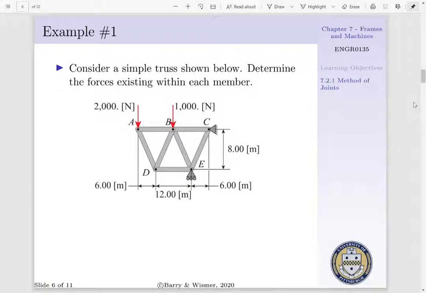In example 1, we are considering a simple truss as shown below. We want to determine the forces existing within each member. For our truss, we have 2,000 newtons acting at pin A and 1,000 newtons acting at pin B. Pin C is supported by a pin support, and pin E is supported by a roller support. Our geometry is shown below.